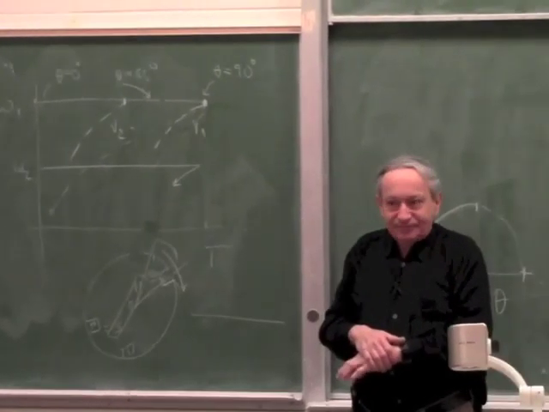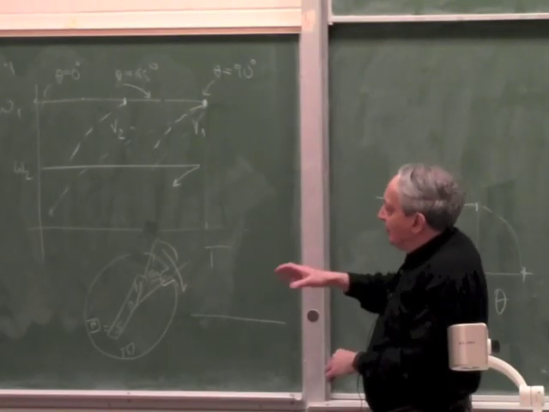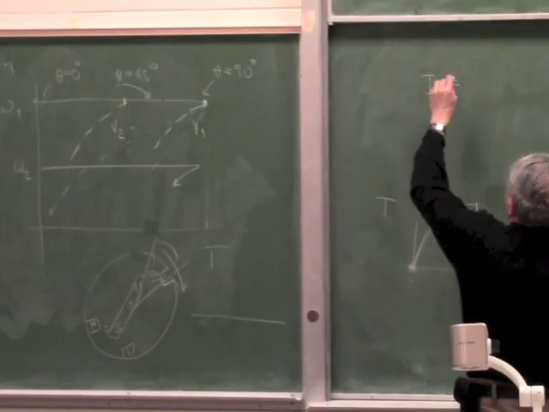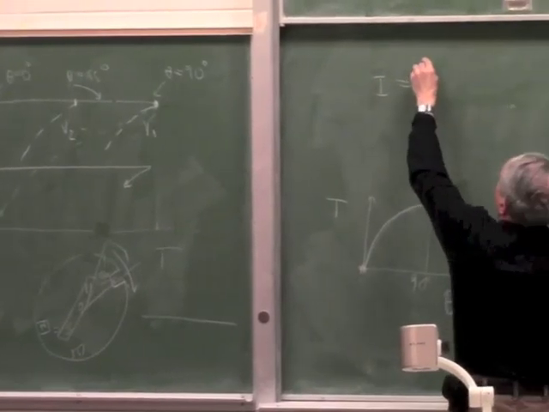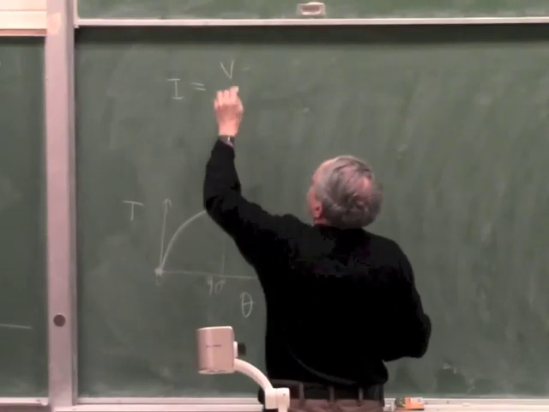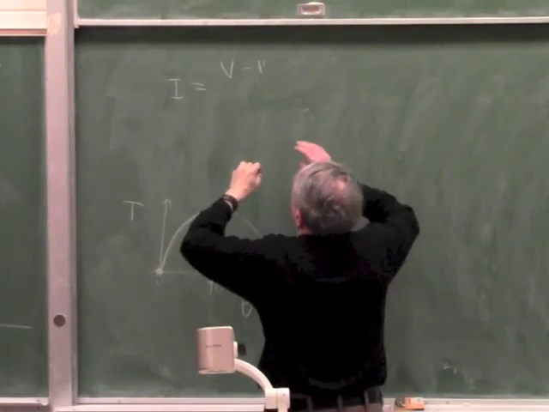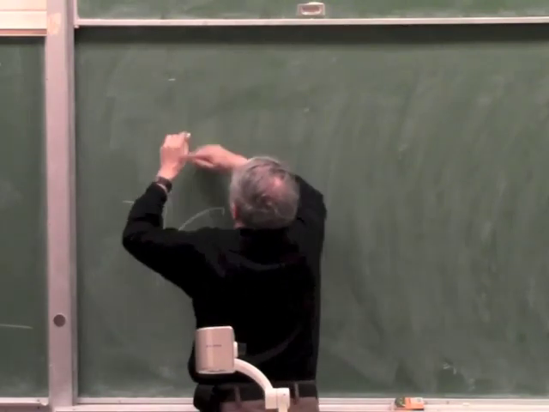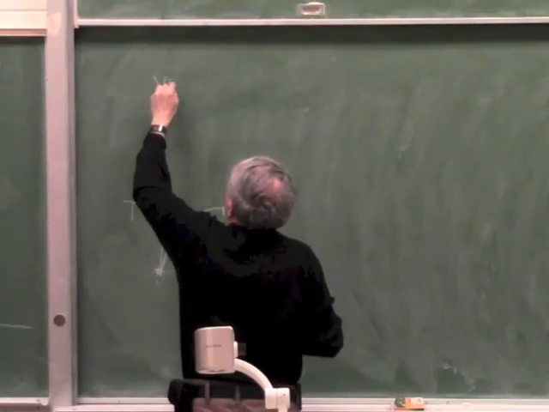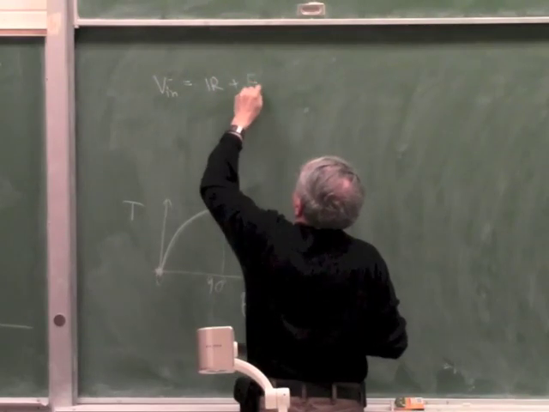Okay? Good. Now one thing you have to keep in mind is the basic equation, I equals V minus... let's see the best way to present it. Let's do it a different way. The same equation: V into the motor equals IR plus the EMF, the back EMF.